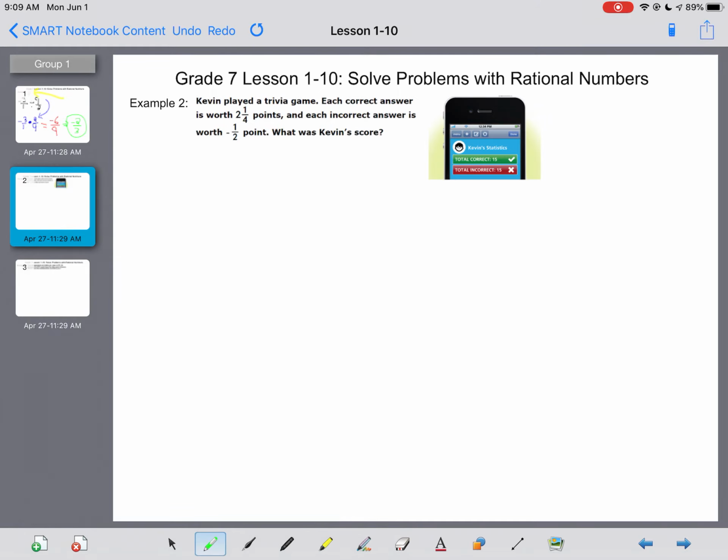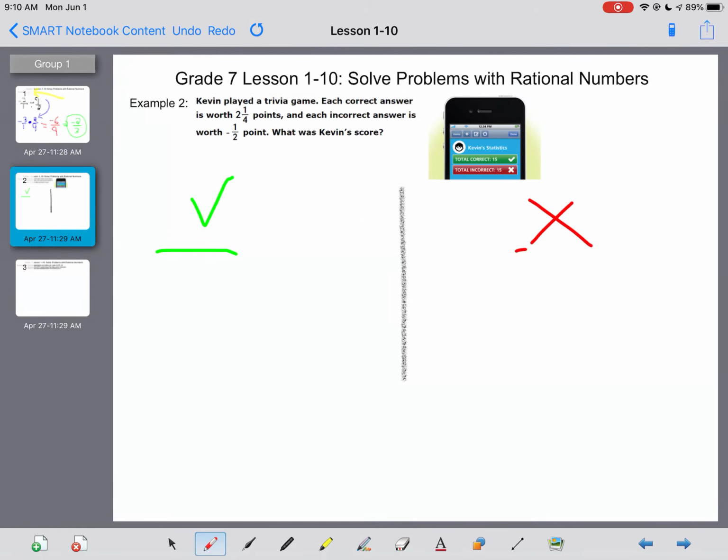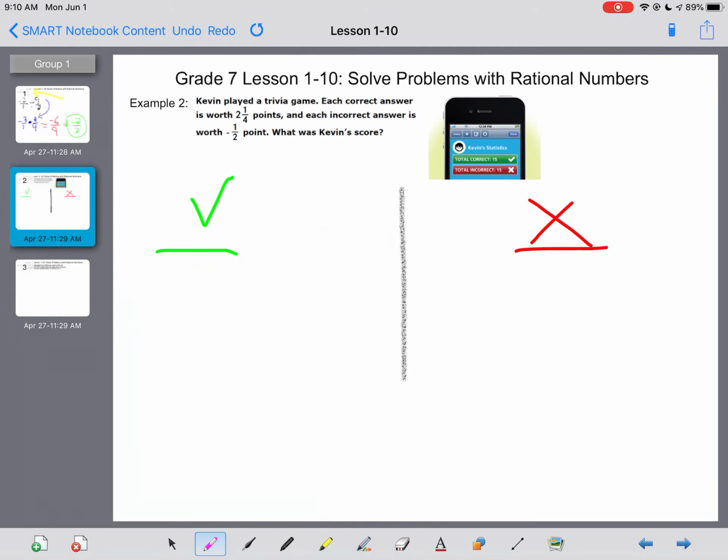So here's what we're going to do. We're going to see how many points were added to his score and how many points were taken away. So first, I'm going to put a check mark here. This is going to be the correct side, so how many points he got for being correct. And then we're going to have the red side, which will be all his incorrect questions. Okay, so for his correct questions, he gets 2 1/4 points for each question right. And there's 15 questions, okay?